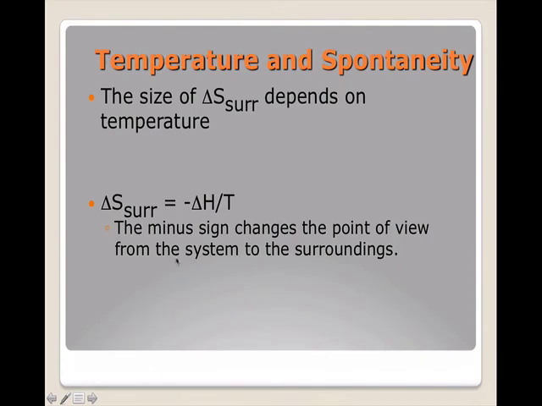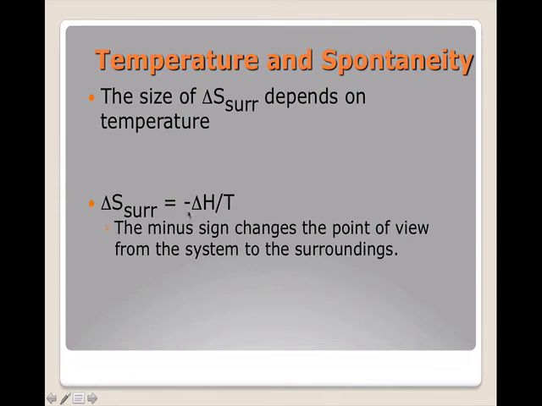The size of the delta S of the surroundings depends on temperature, and that's kind of what we just talked about there when we were talking about the sign of delta S of the universe for the water turning into water vapor. What we have is this little formula right here that we can look at. The delta S of the surroundings is equal to minus delta H of the system divided by the temperature.